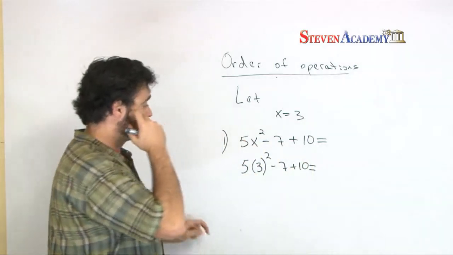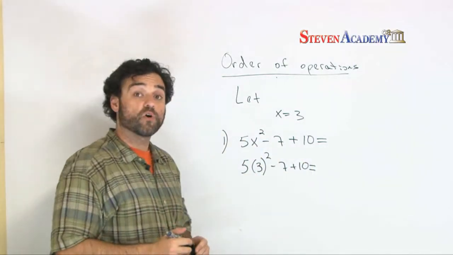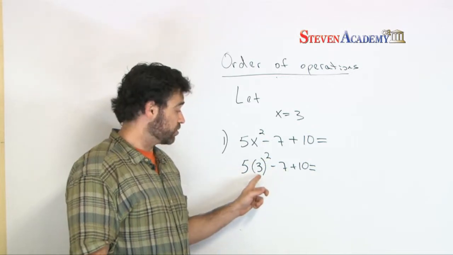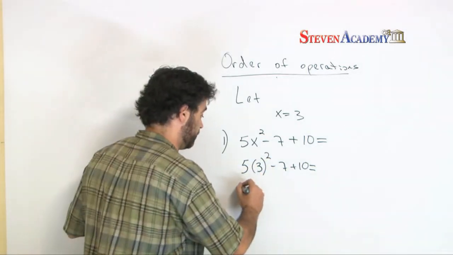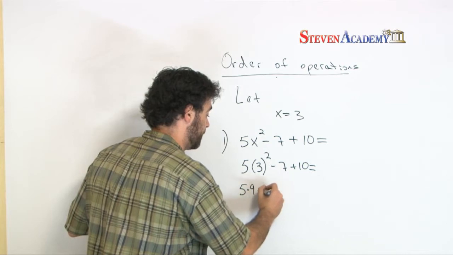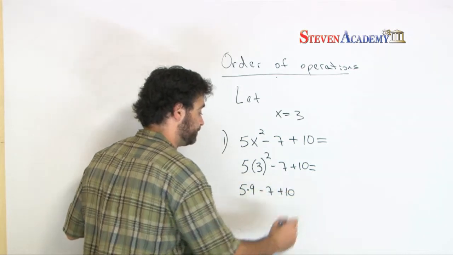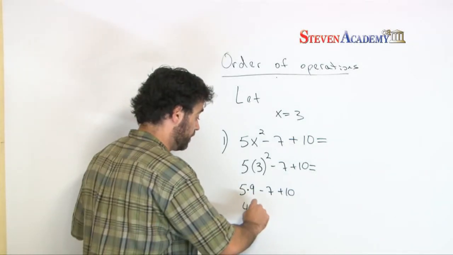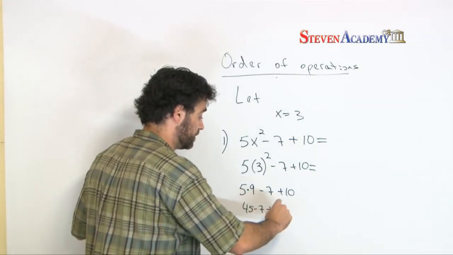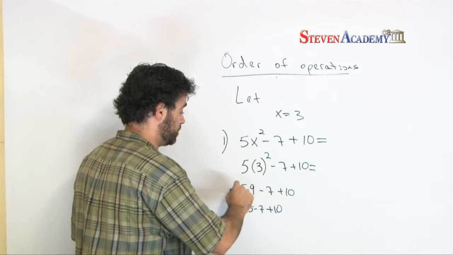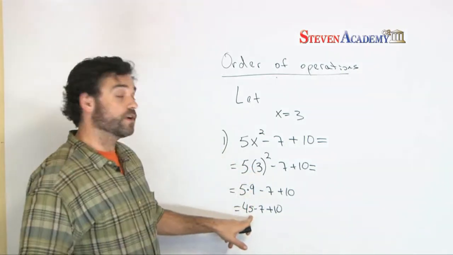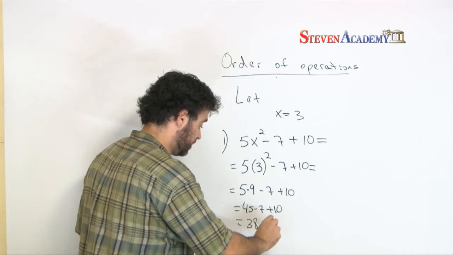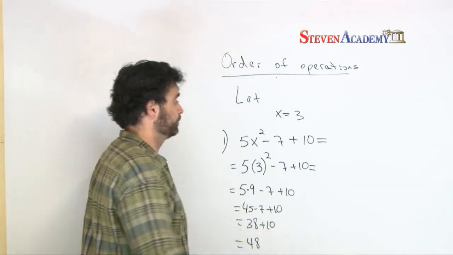What does that equal? Again, with respect to order of operation, the 3 squared comes first. So 3 squared is 9. So it's going to be 5 times 9 minus 7 plus 10. We know that 5 times 9 is 45. Minus 7 plus 10. So again, with respect to order of operation, we say 45 minus 7 is 38. Plus 10 gives us a nice 48.